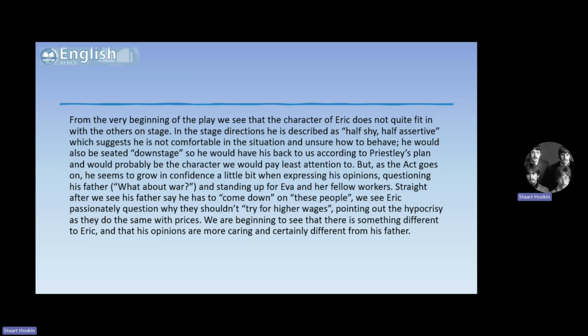First of all, I said to you about the use of subordination. Look at the use of subordination here. Straight after we see his father say he's got to come down on these people, we see Eric passionately question why they shouldn't. Using the comparative bit as part of the subordinate clause beginning the sentence. It seems a small thing, but it is really helpful. Using subordination, the beginning of a subordinate clause, to introduce something to compare it to.